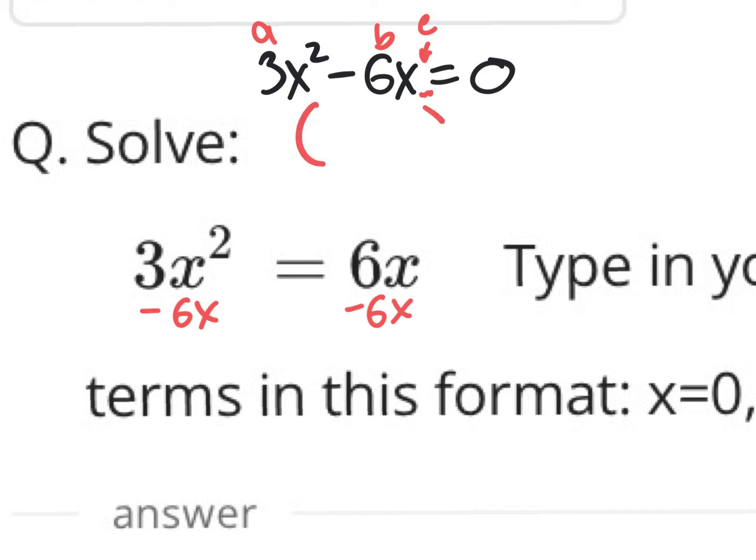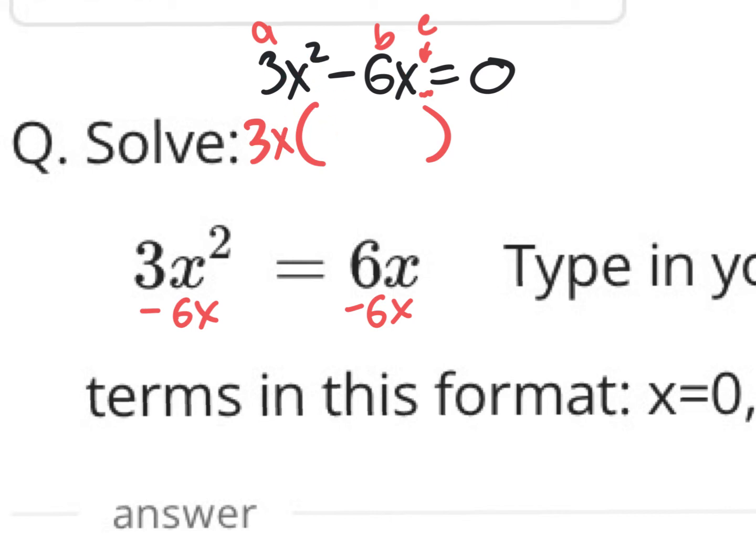So let's put parentheses down here, and let's take a look at both of these terms. What is a GCF that we could pull out? That would obviously be a 3 and also an x. So 3x is the GCF. So you have a 3x out here. And now what would be left over on the inside if you did pull out a 3x from both of these?